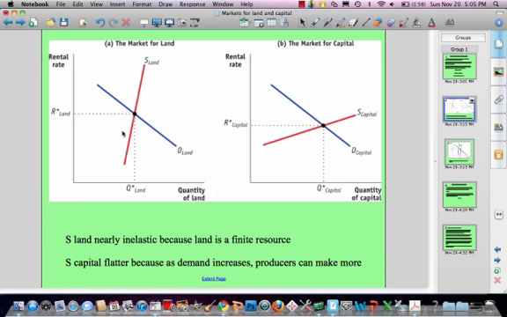The market for capital, on the other hand, is flatter because as demand for a piece of capital, so think of it as, for example, a piece of machinery, as demand for that piece of capital increases, producers can just create more of that particular piece of equipment or machinery. So you can see the difference between, again, the relatively inelastic and the relatively elastic supply curves.